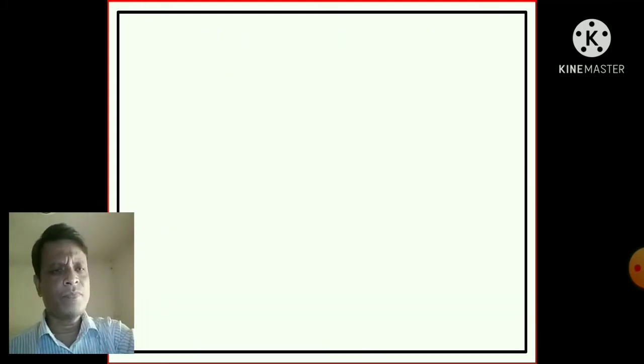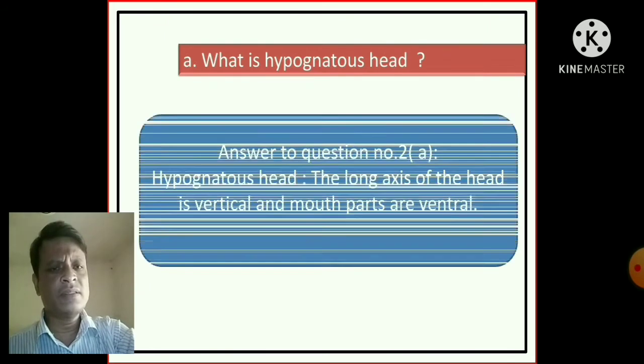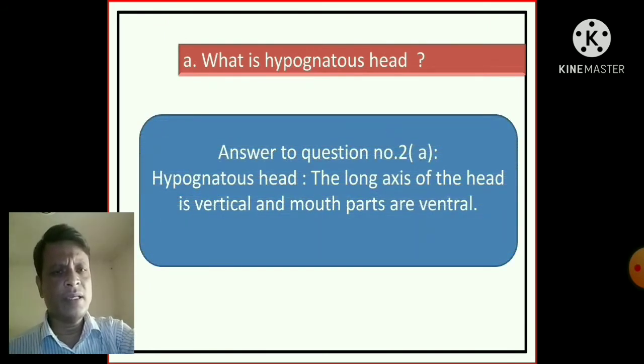Analyze it. Now let's discuss our first question, A, the knowledge-based question. What is hypognathous head? The answer: in the hypognathous head, the long axis of the head is vertical and the mouth parts are ventral. Just write down the definition of the hypognathous head.